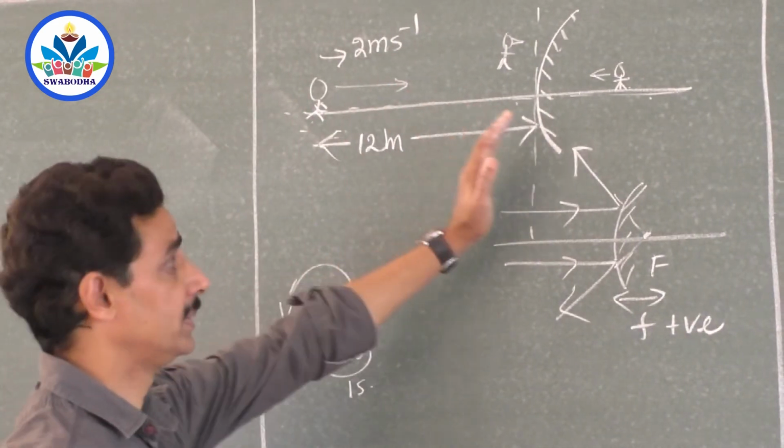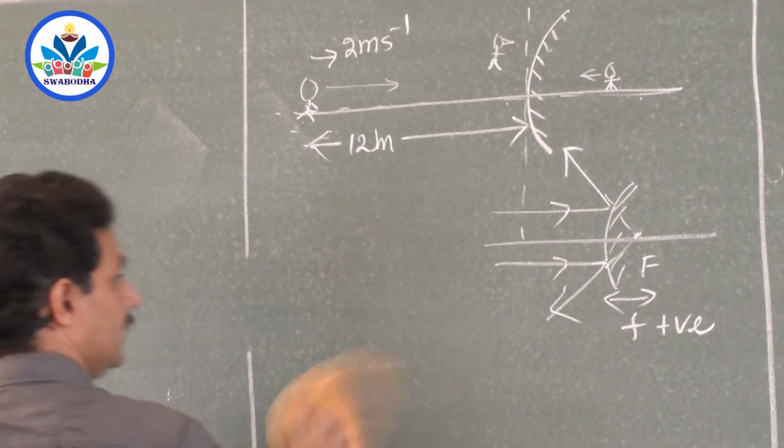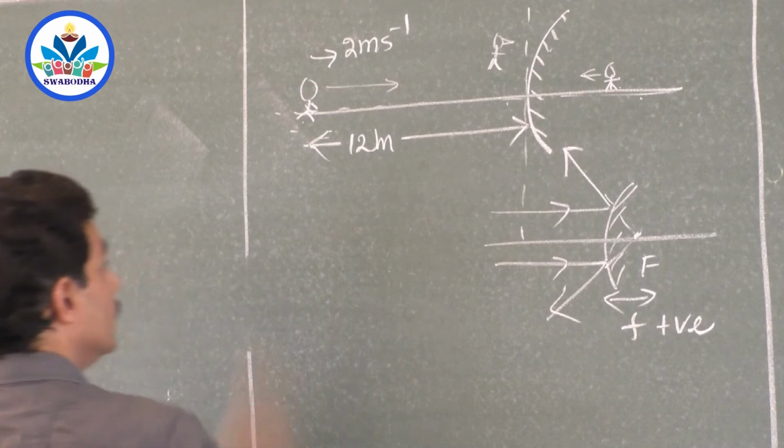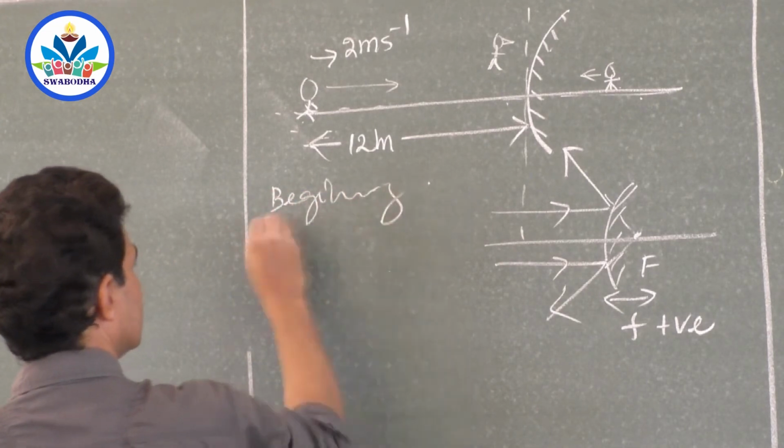After 1 second, what will be the situation? I'll write, then find out the images. For example, now this is the beginning. I will write this as beginning. Okay, this is the beginning.